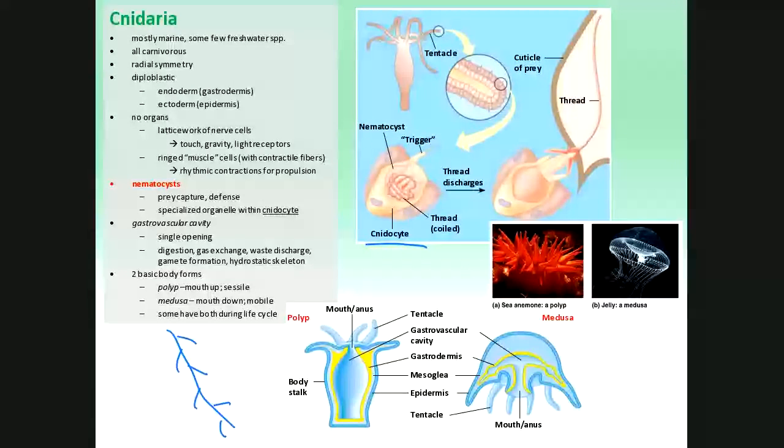The polyp forms are generally sessile. That means they're going to settle down and not move. So that's going to be anemones and corals and things like that. The medusa form is going to be mouth down, and it's usually going to be a floater. Maybe it can move a little bit, but it's mostly planktonic.